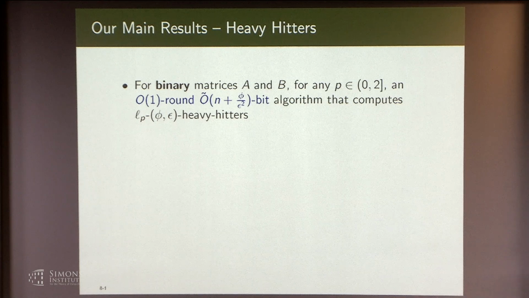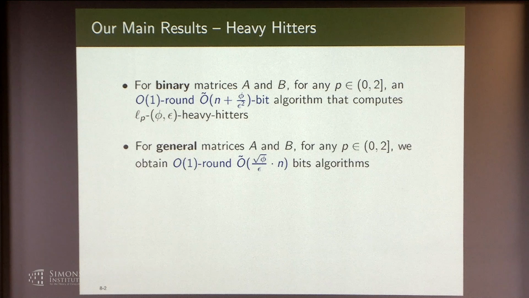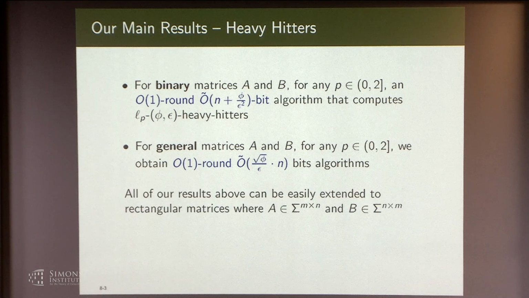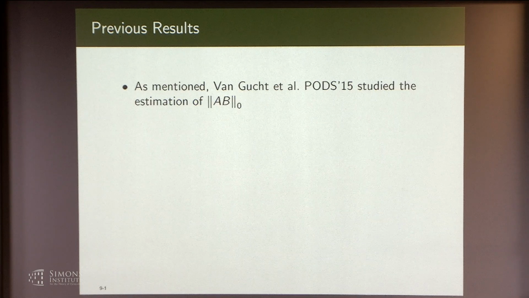So for heavy hitter, for binary matrix, we get constant, again constant round, and communication is n plus phi over epsilon squared. And for general matrix, it's slightly higher. So basically, it's two things multiplied. Okay, and all of these are for square matrix. And for rectangular matrix, those results can be easily extended to rectangular matrix. Basically, just replace some of the n, not all of them, some of the n to n. Okay. So these are our results.